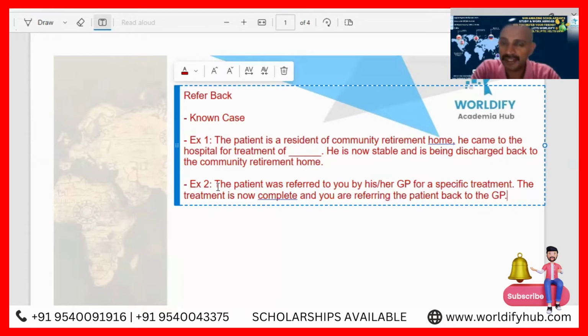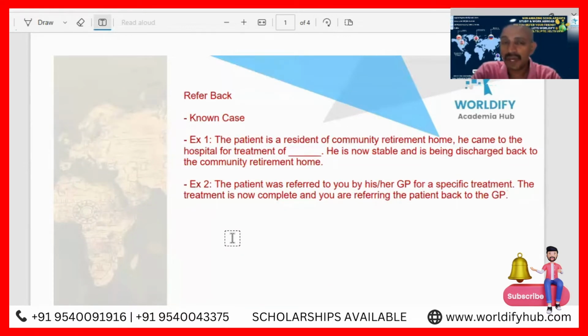A patient was referred to us for a specific treatment. The treatment is completed, and now you are referring the patient back to the person who referred them. So it could be a resident of the community retirement home going back to the retirement home after treatment for a specific disease or sickness. It could be a patient being referred back to the GP after treating him for the condition that was requested by the GP. This is what a refer back case is all about. We will discuss one sample refer back case note today, and we will see how we can start writing our letter.